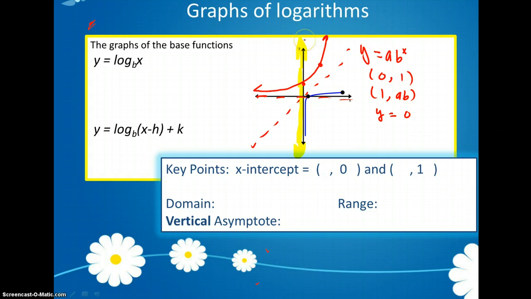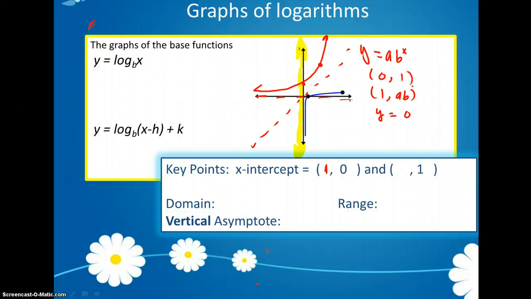So instead of y equals something, it's going to be x equals something. But I'm getting ahead of myself. Can we talk about key points, Miss Angelo? Key points meaning instead of my key point being (0, 1), now our key point is going to be (1, 0). Got it.